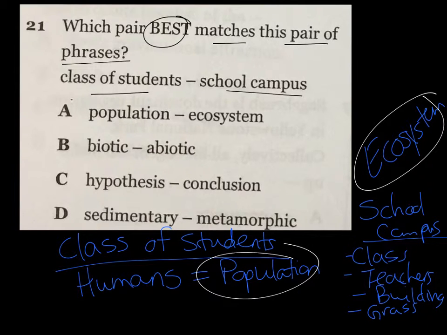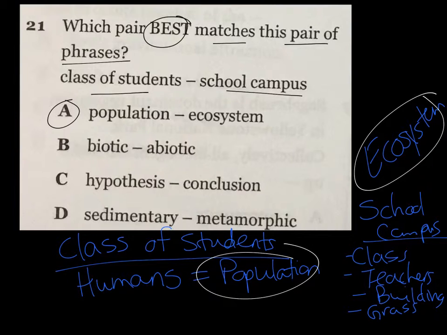Great job. In this case, letter A is the same answer. Now, I know a common misconception here would be letter B, biotic and abiotic. And yeah, the class of students would still be biotic, but when you go to the school campus, remember you have a variety of factors. If we were talking just about the building itself, then yeah, that would be abiotic and B would definitely be your answer.